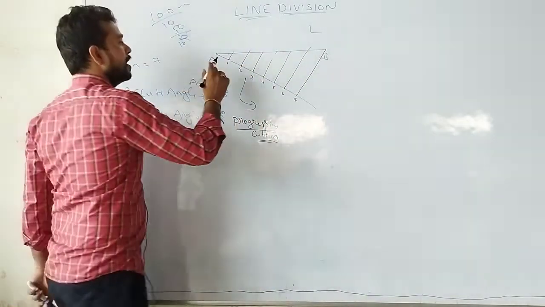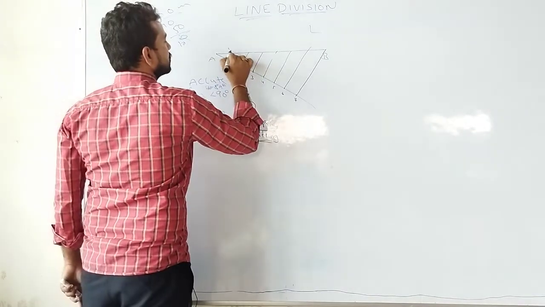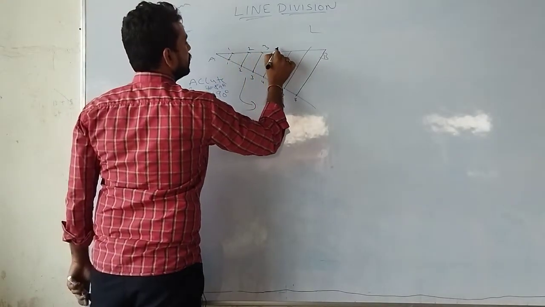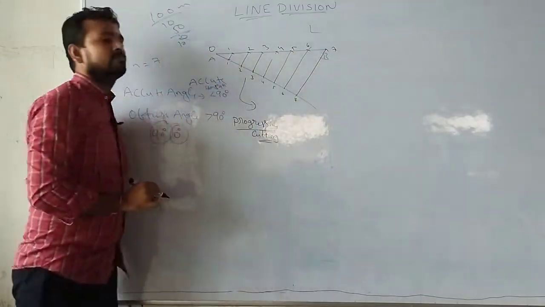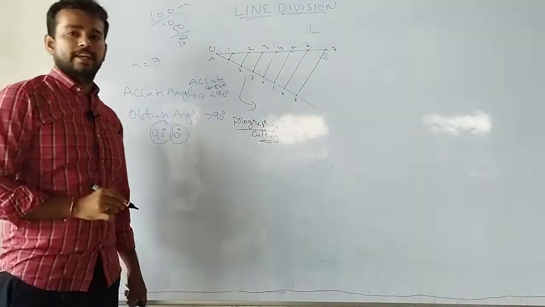Then you have divided this line into equal number of parts: 1, 2, 3, 4, 5, 6. This is the 7th one and this is the 0th. This is how you do line division.